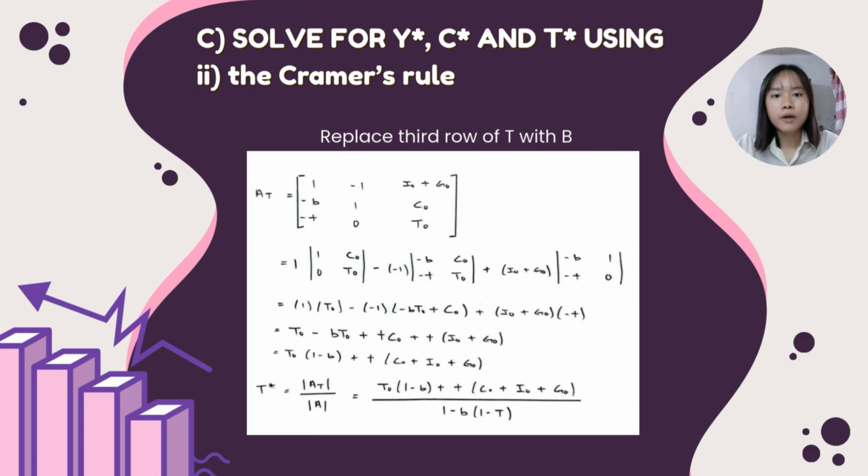After that, we will solve for T using the determinant of A sub T divided by the determinant of the original matrix. We get To multiplied by 1 minus b plus t multiplied by Co plus Io plus Go divided by 1 minus b multiplied by 1 minus t.